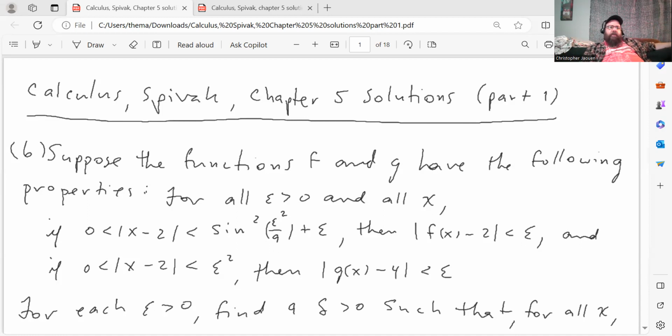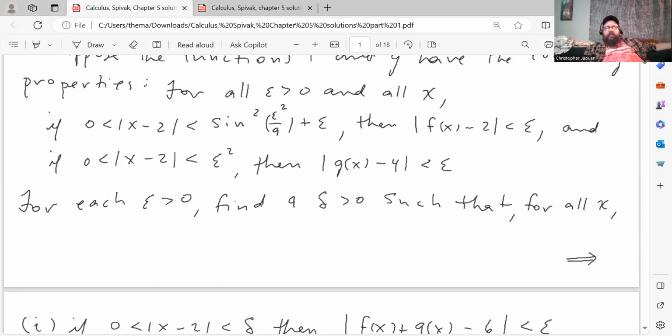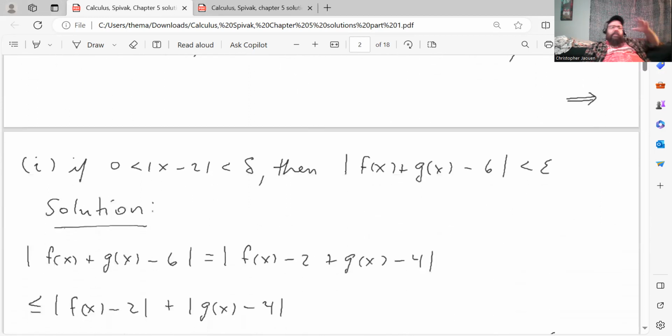So let's read out the question here first. Question 6 says, suppose the functions f and g have the following properties for all epsilon greater than 0 and all x. If 0 is less than the absolute value of x minus 2 less than sine squared epsilon squared over 9 plus epsilon, then the absolute value of f of x minus 2 is less than epsilon. And if 0 is less than the absolute value of x minus 2 less than epsilon squared, then the absolute value of g of x minus 4 is less than epsilon. For each epsilon greater than 0, find a delta greater than 0 such that for all x, and then there are 4 pieces to the problem. So here I'll just do them one at a time.